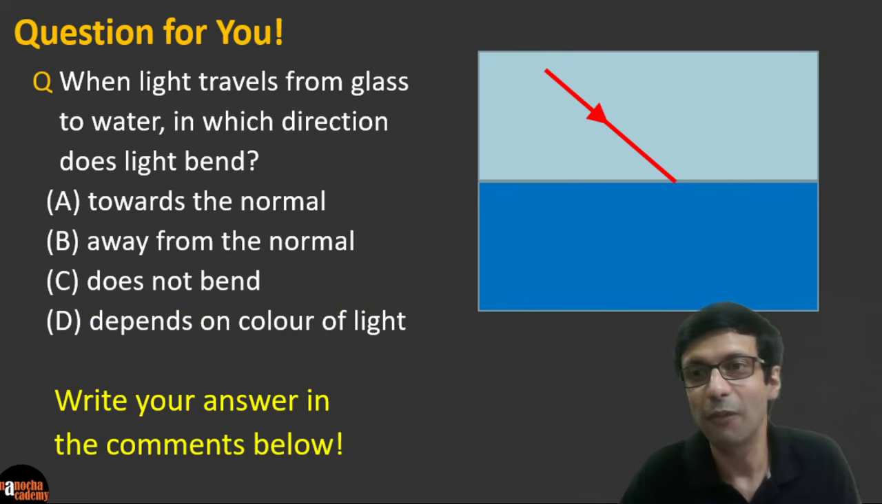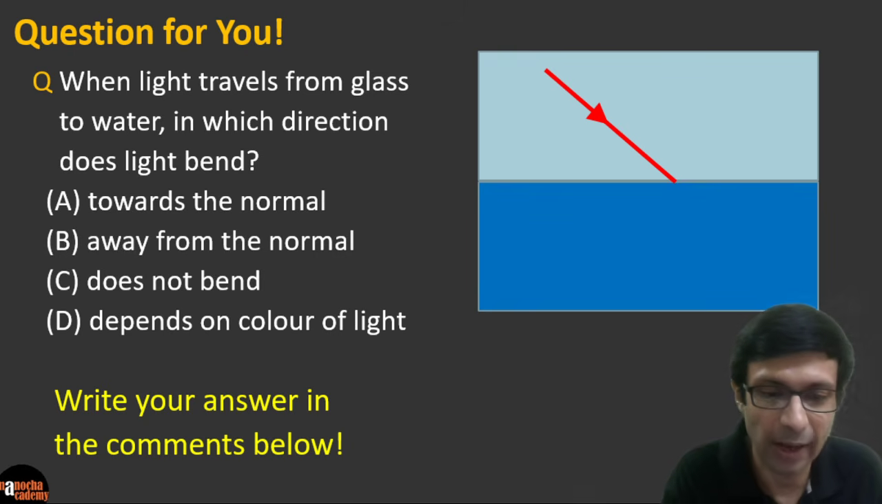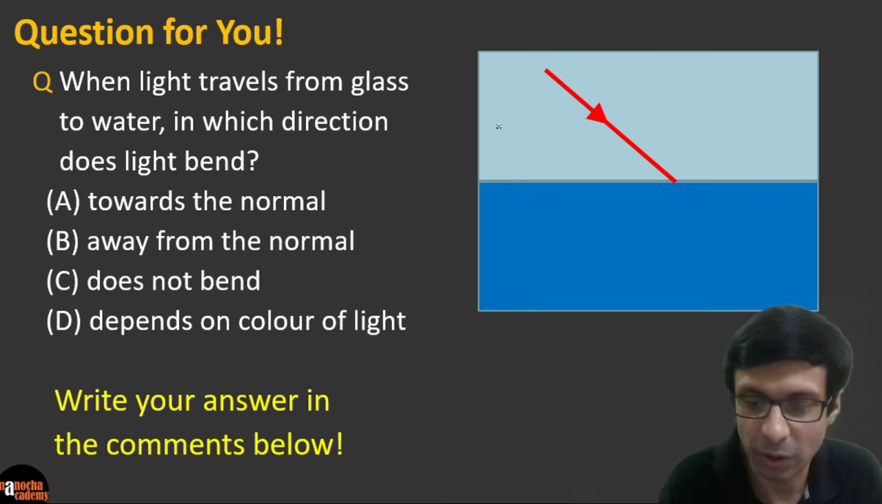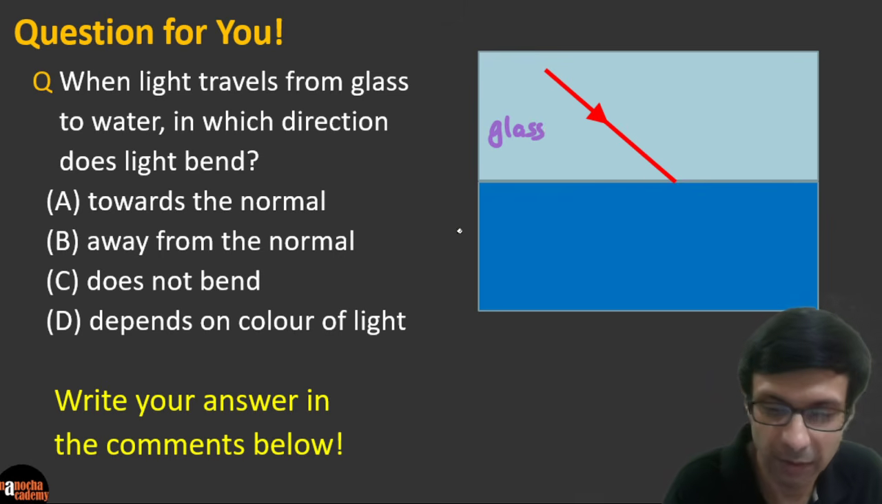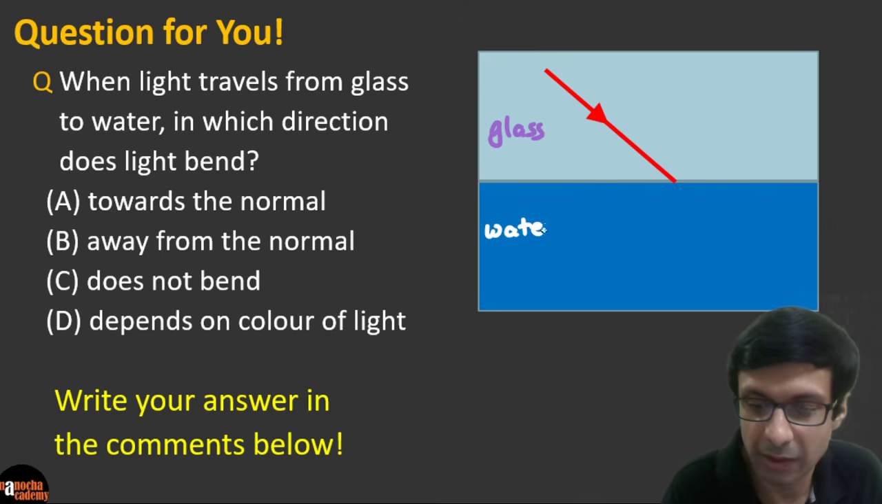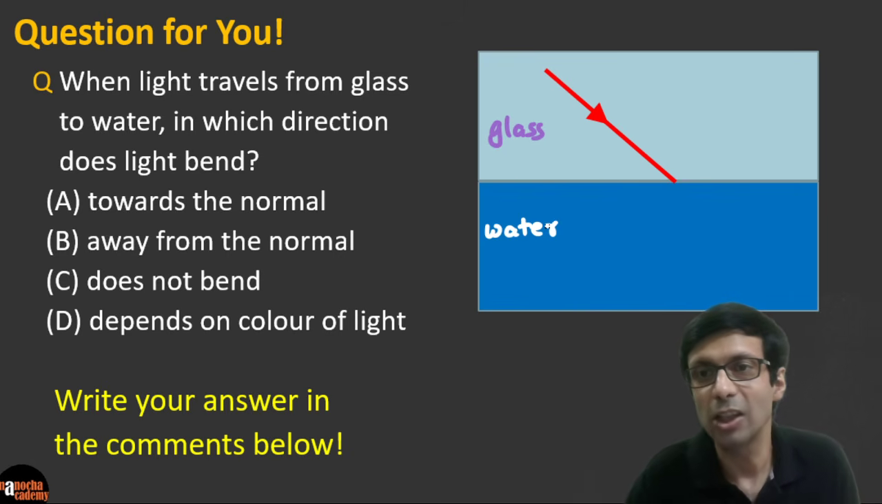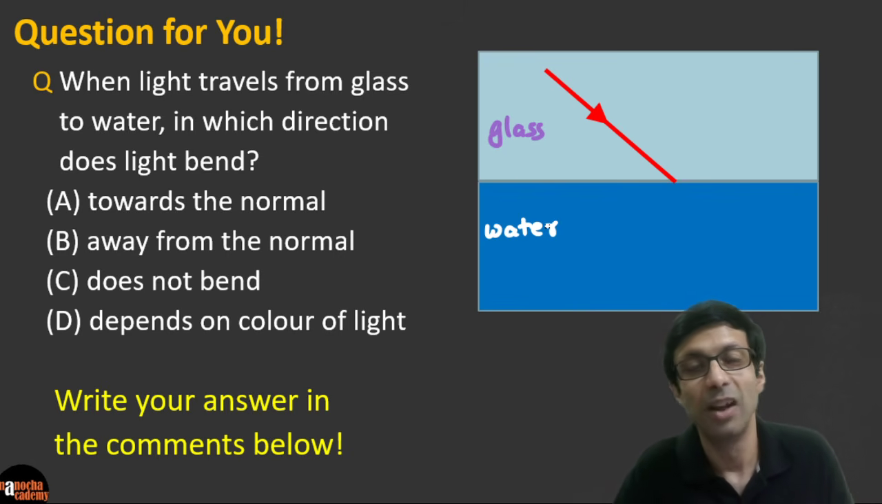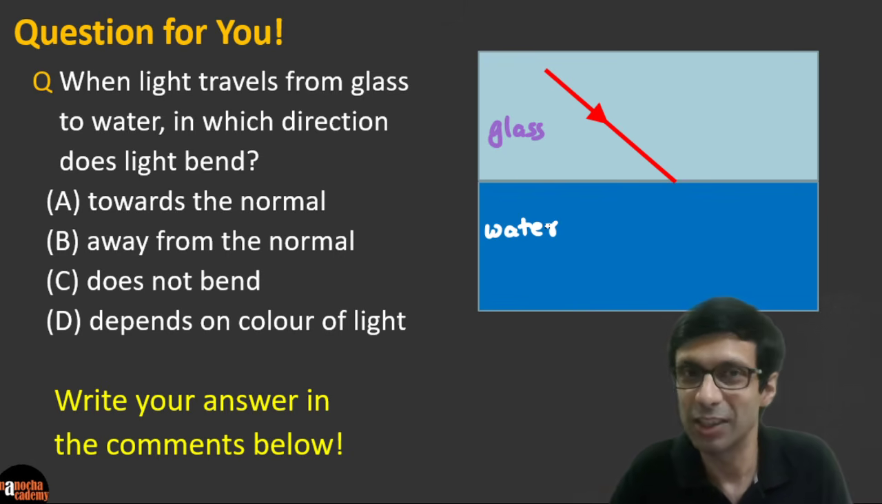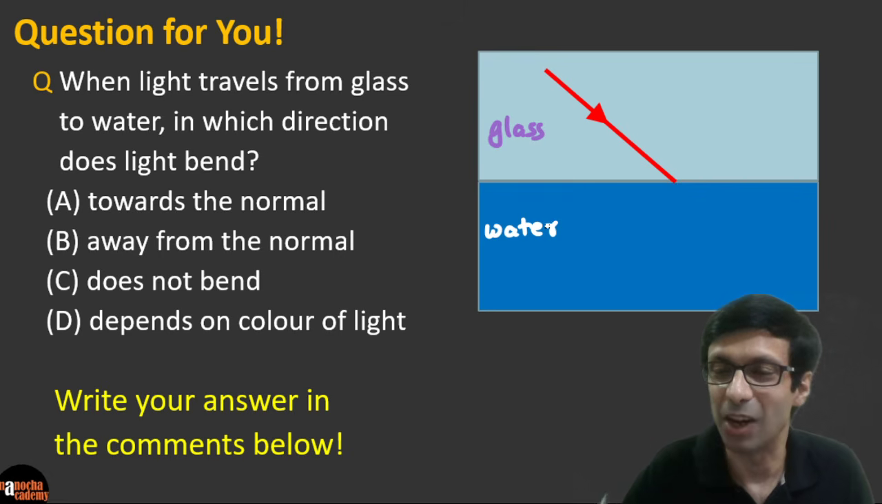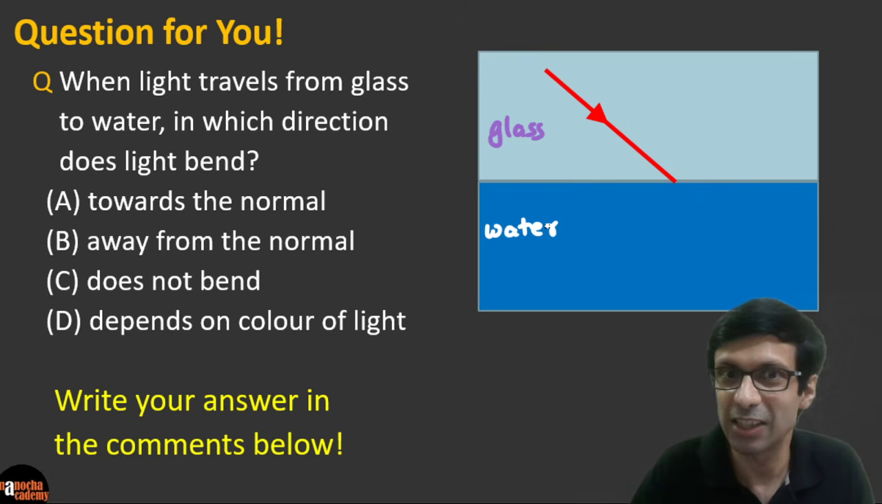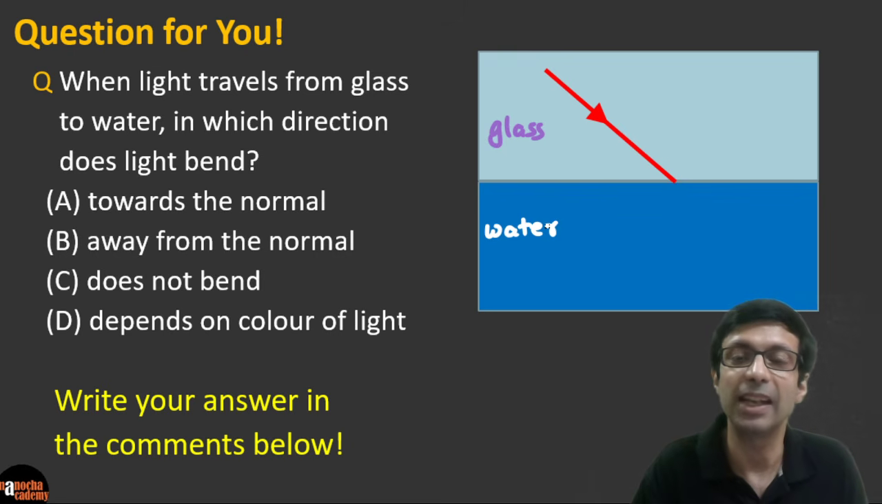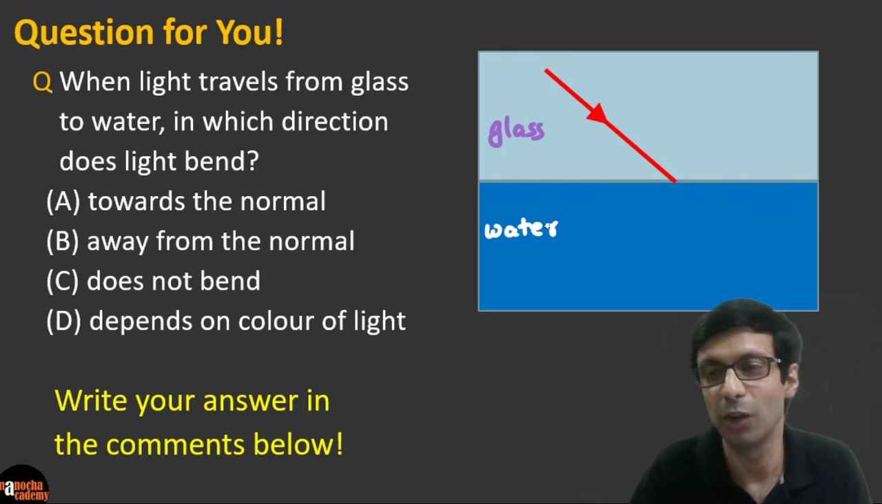Excellent. And now I've got this homework question for you. As you can see in this question, when light travels from glass, so can you see? So this is the glass to water. So the question is, when light is traveling from glass to water as shown in this diagram, does it A, bend towards the normal? Does it bend away from the normal? Or C, it does not bend? Or D, it depends on the color of light. Here we are using light of the single color, red light.